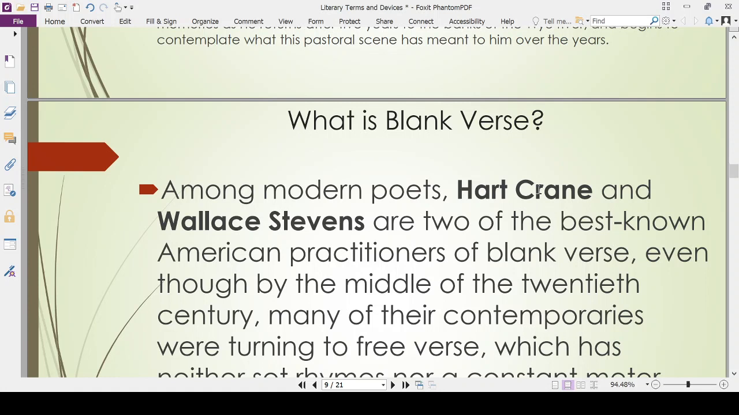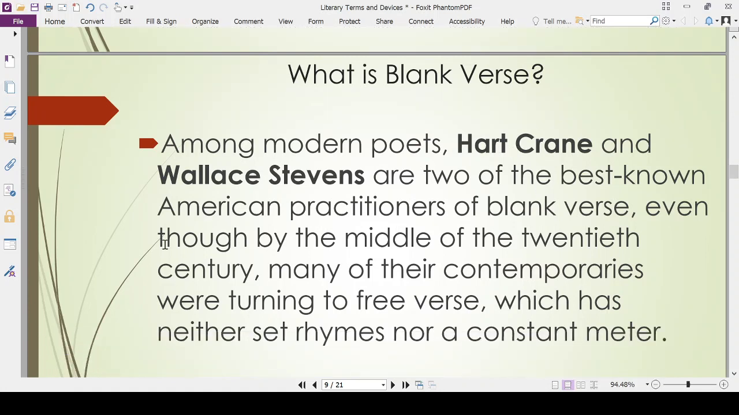There are some modern poets as well, especially in American literature. We have Hart Crane and Wallace Stevens who use blank verse a lot. However, when we go to the 20th century, most of the poets prefer to use another form of poetry which has even fewer rules, and that is free verse, which we are going to talk about in the next section. And because free verse needn't be written in a metered line, a lot of poets said, okay, I don't want any rules in my poetry. I don't want rhymes, I don't want meter, I don't want any formal rules. And that's why they try to write in free verse.